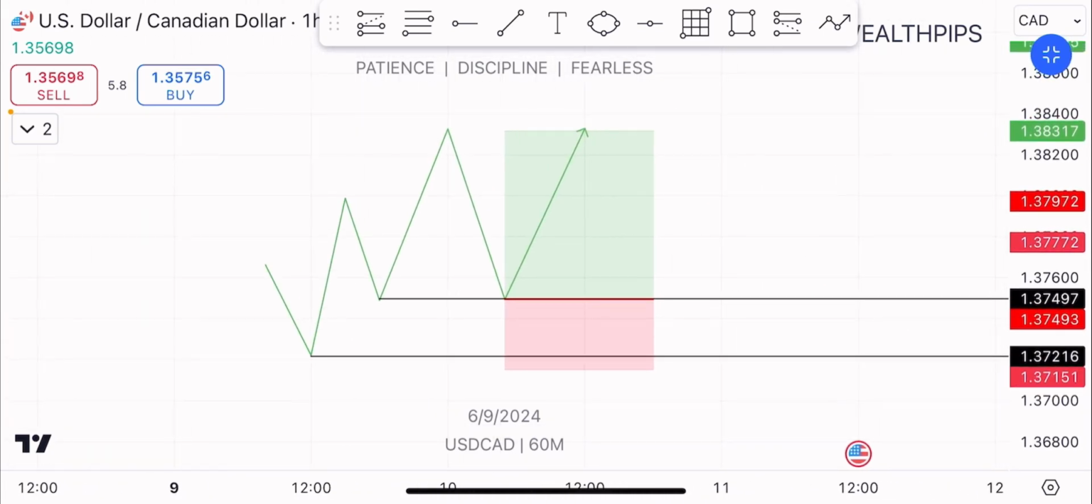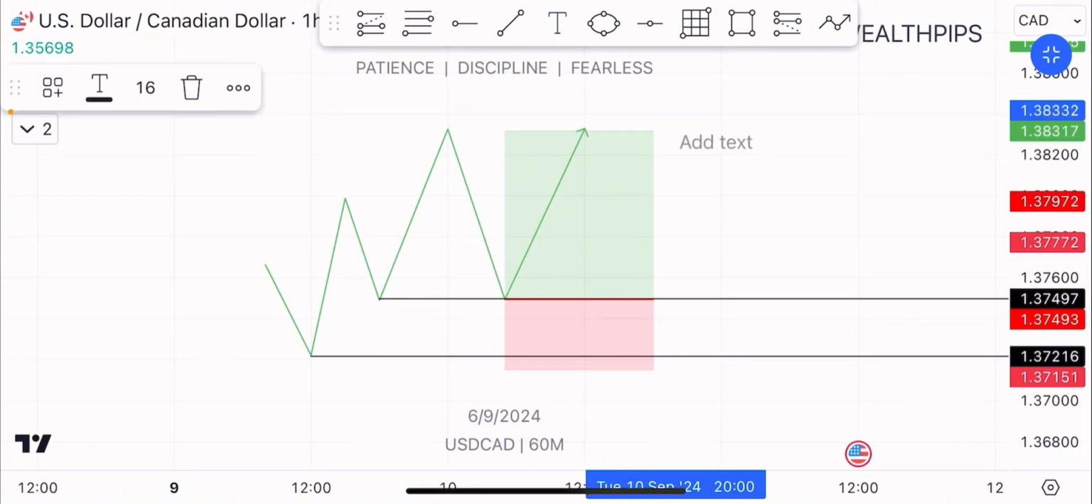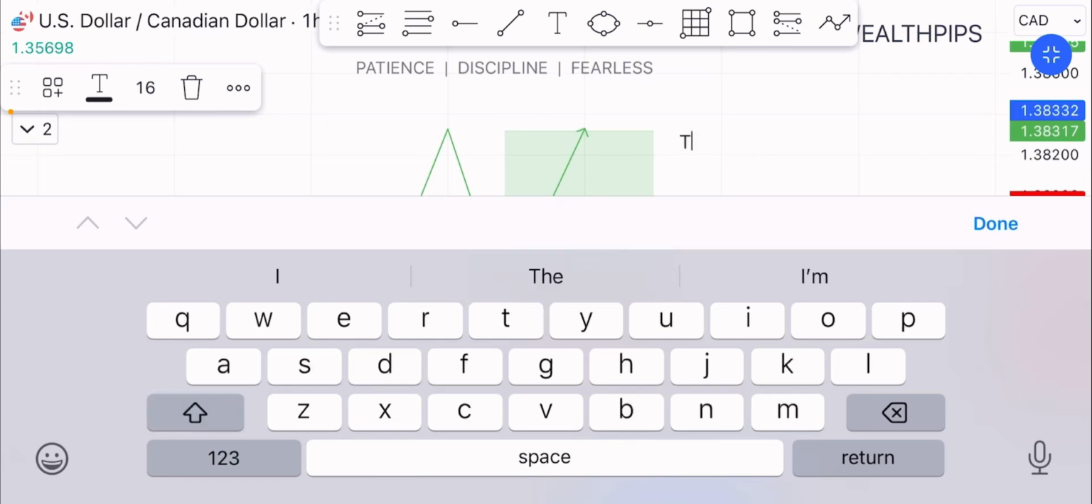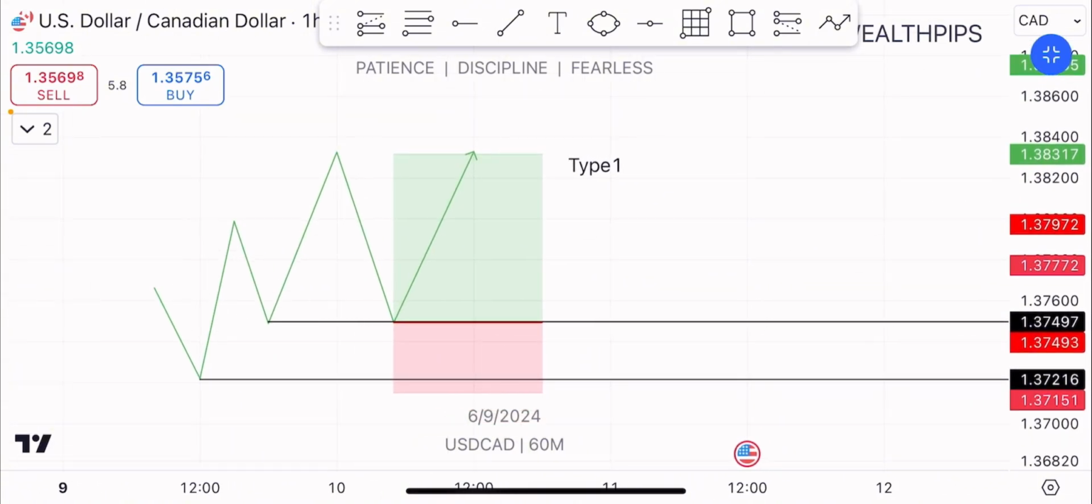We have the type 1 setup, we have the type 2 setup, we also have the type 3 setup. So I'm just using a type 1 setup as an example. This is a type 1 setup. Okay, so I'll be dropping more videos so that you can be able to know how to trade the type 2 and the type 3 setup.